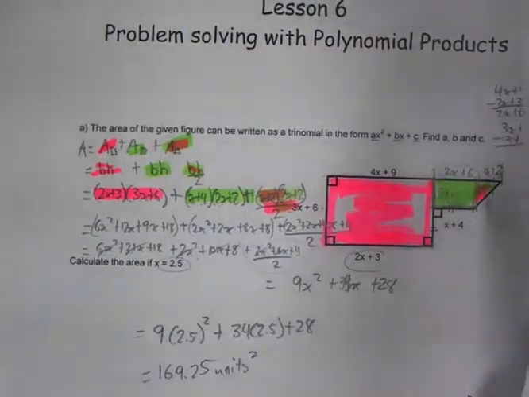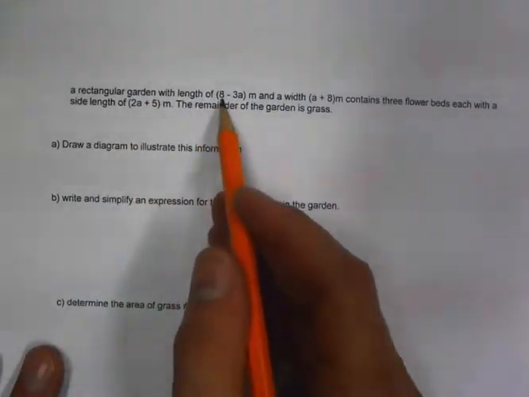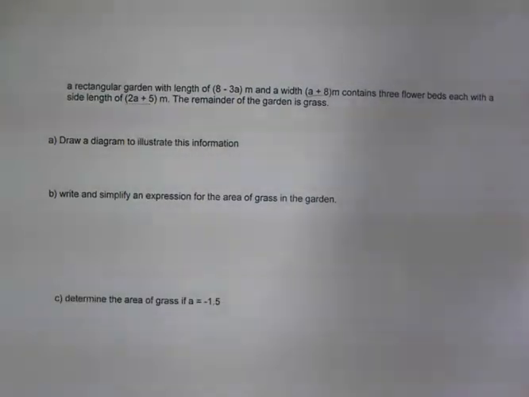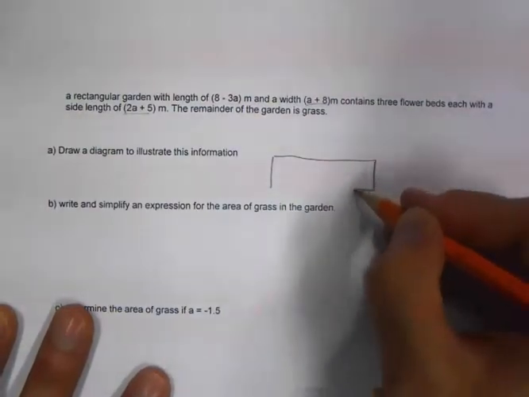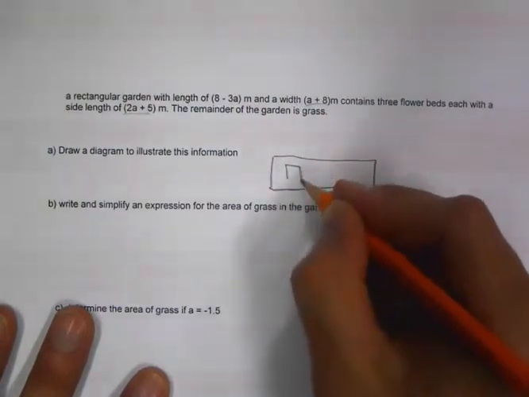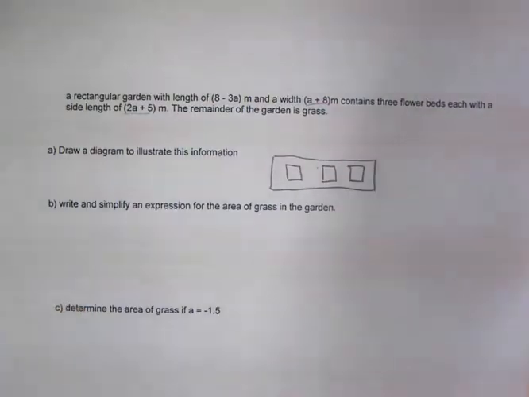Okay? So let's try my next one here. It says, a rectangular garden with a length of 8 minus 3a meters and a width of a plus 8 meters contains 3 flower beds, each with a side length of 2a plus 5 meters. The remainder of the garden is grass. Okay, so we want to first draw a diagram that represents this. So we have a garden like this with 3 flower beds. And these are squares. So it looks something like that.